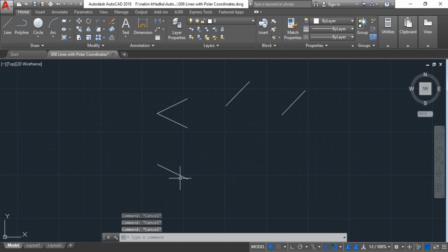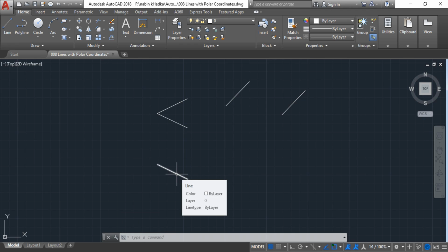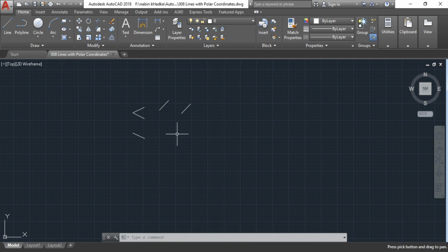So this was all about using different distance entry methods in AutoCAD and making lines aligned with them. And from the next session we will start some of the other geometries in AutoCAD.